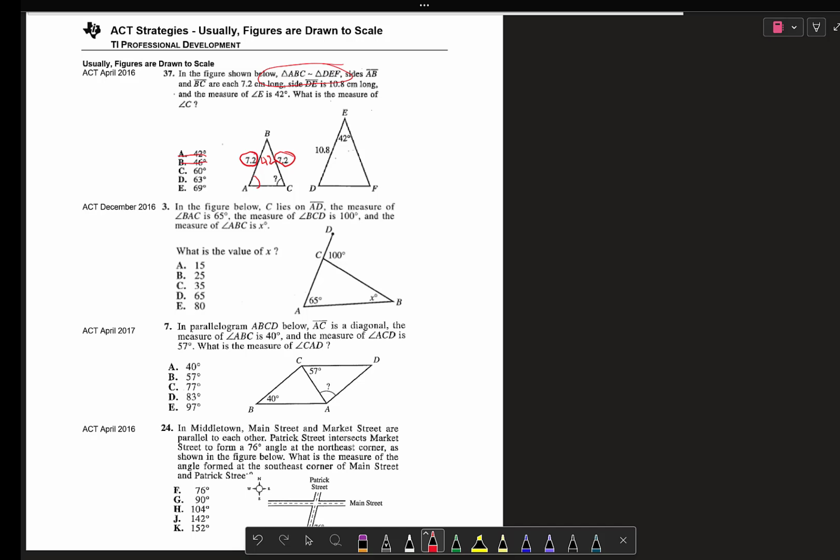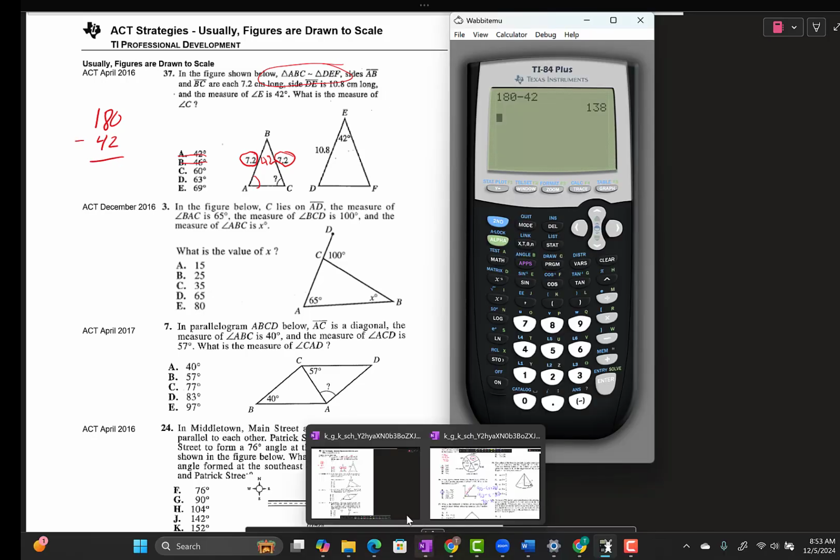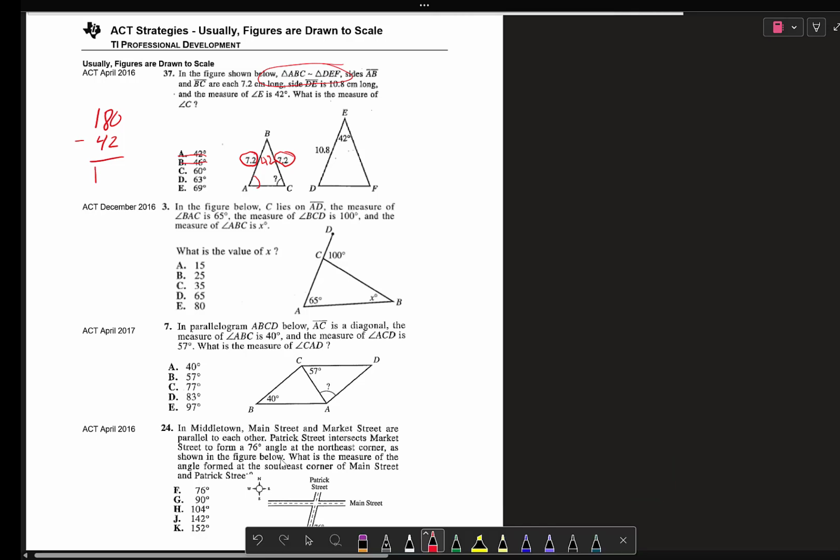So to find the missing angles, we're going to take 180 and subtract 42. And we get 138. Then we're going to divide that by 2, since there are two congruent angles. 138 divided by 2 is 69 degrees. So you may not have gotten it right using the guessing strategy here, but you've at least increased your chances. And over the long run, that will make a difference if you don't remember the way to solve it using traditional geometry.